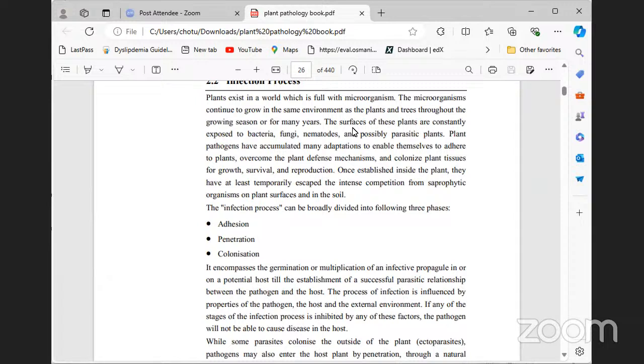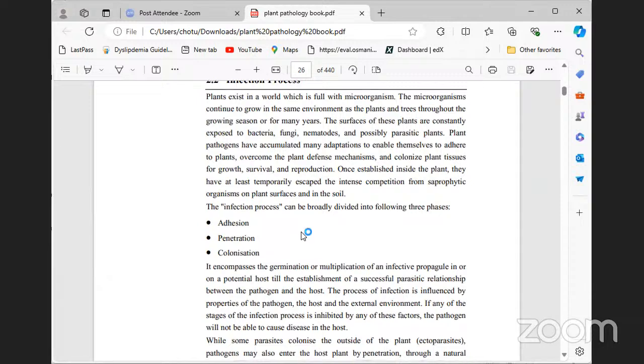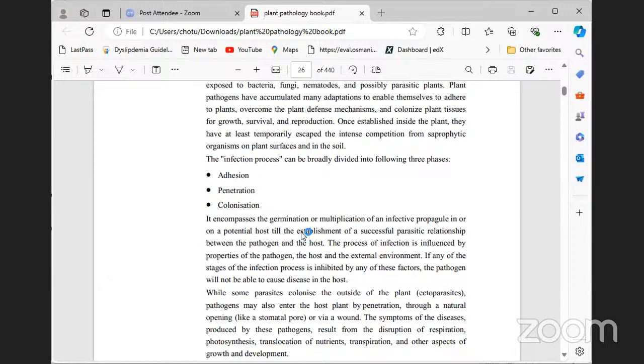Okay, coming to how infection happens. This is called pathogen germination or multiplication of an infective propagule in a potential host, till the establishment of a successful parasitic relationship between the pathogen and host.